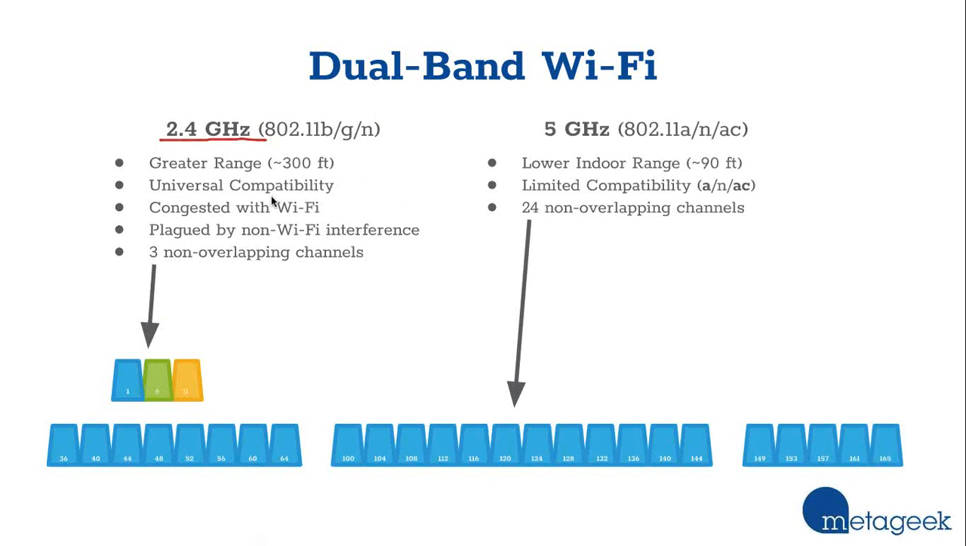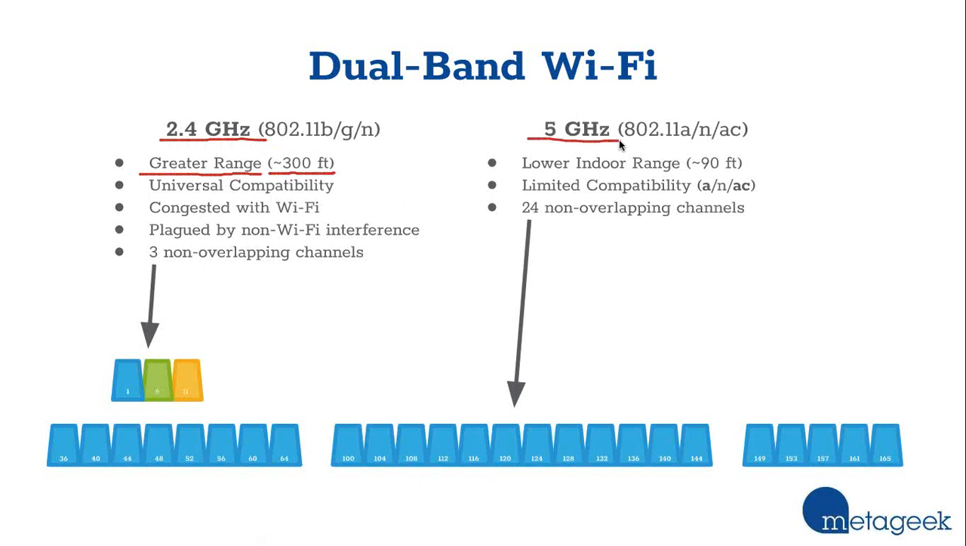2.4 gigahertz, as you all know, has a much greater range than the 5 gigahertz band. Most vendors are going to advertise about a 300-foot range, but that varies a lot depending on your environment. That varies depending on the materials of the building you're in, how many people are in the building can even affect that, what types of antennas you're using on the access points, and even what kind of client devices you're using. It's going to vary all over the place, but typically you're going to see about a 300-foot range.